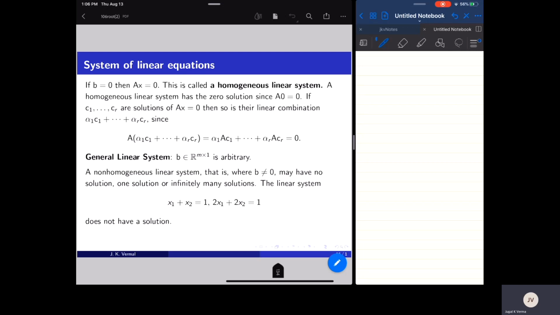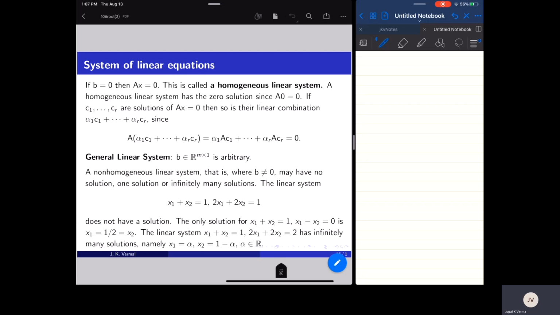This linear system, x1 plus x2 equal to 1 and 2x1 plus 2x2 equal to 1, doesn't have a solution, because these two equations represent two lines, and they are parallel because their slopes are equal. So two linear equations in two unknowns may have no solution. But look at the equations x1 plus x2 equal to 1 and x1 minus x2 equal to 0. This has a unique solution. These are two lines in the plane intersecting in a unique point, namely (1/2, 1/2). So these two equations in two unknowns have a unique solution, and it is a non-homogeneous system.